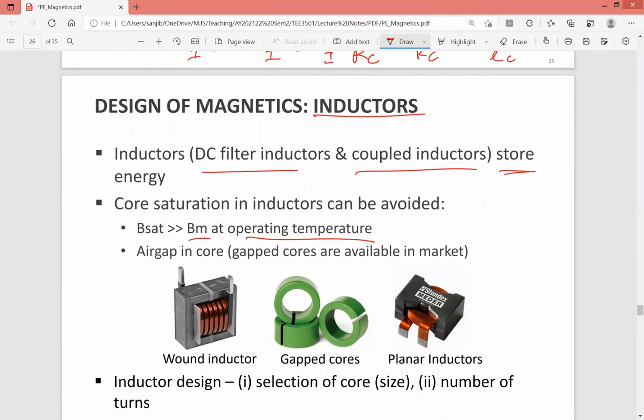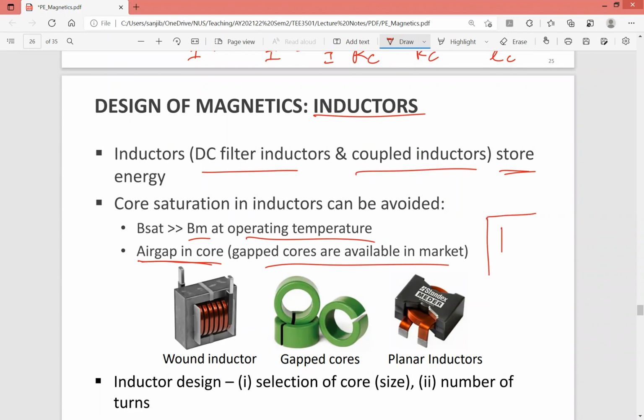And also there is one more thing here. We talked about air gap. In fact, air gap is deliberately added to this kind of inductors to keep them in linear region. Why? Because if you have air gap, your reluctance is effectively increased, and so basically it's almost like air core.